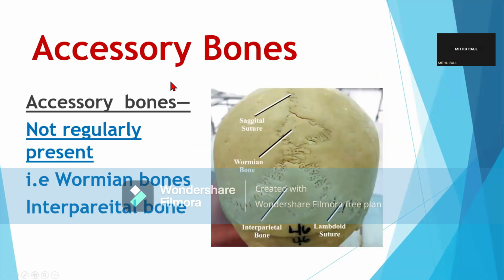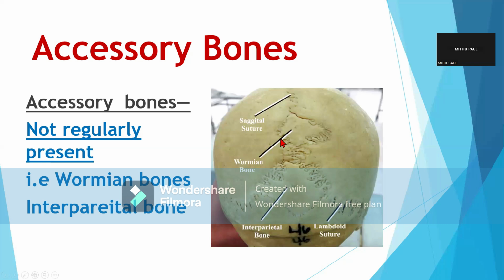Now, accessory. Accessory means anything more than the exact count. They are not regularly present and not of uniform number in every individual. Must remember. At the beginning of the study, we said that the number of bones in the adult skeleton, 206, is a variable term because the number is increased via the accessory bones. So also the sesamoid bones, depending on the lifestyle.